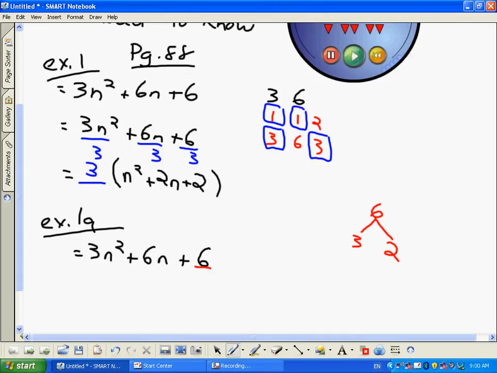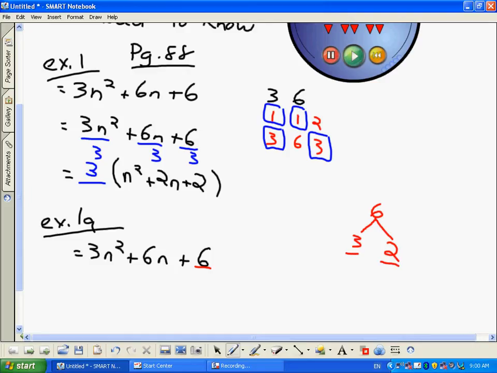From there, I look at the numbers 2 and 3. Can they be broken down into two numbers that aren't itself and 1? Because 3 can only be broken down into 3 and 1, that means it's a prime factor. A prime factor means the only factors of that number are itself and 1. So 3 is a prime factor, and 2 is a prime factor.